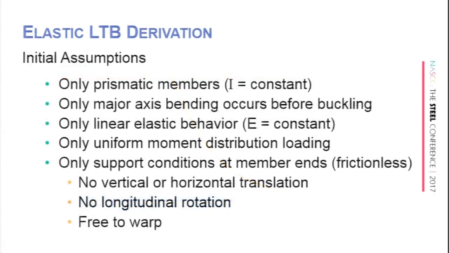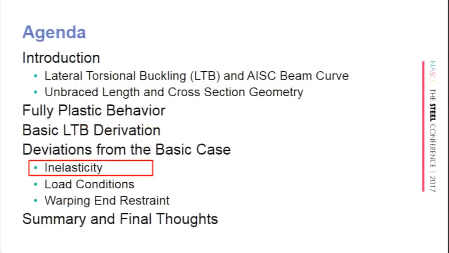And we go back to the assumptions. We did it with a prismatic member. Only major axis bending occurred before buckling, only linear elastic behavior, only uniform moment distribution, and it's the support conditions. These are the things we're going to look at at the end of the presentation. Okay, so this is where we're going to get to, and now I'm going to turn it back to Craig to wrap things up.